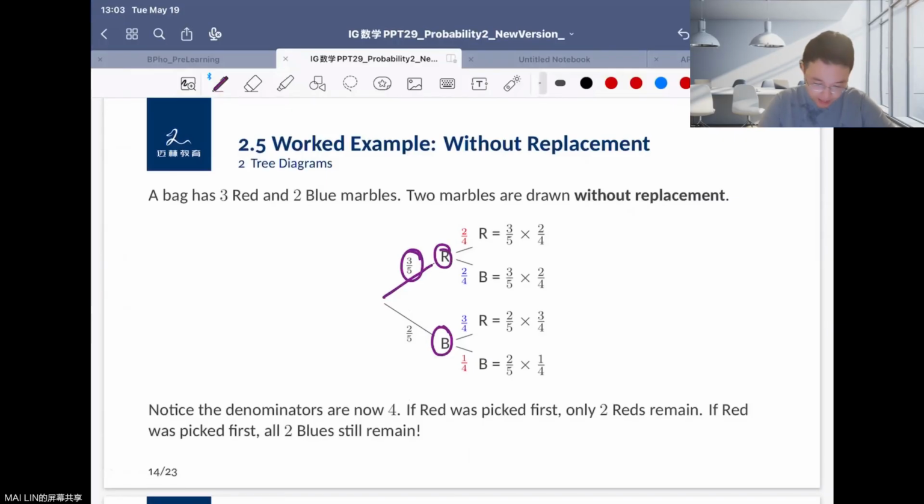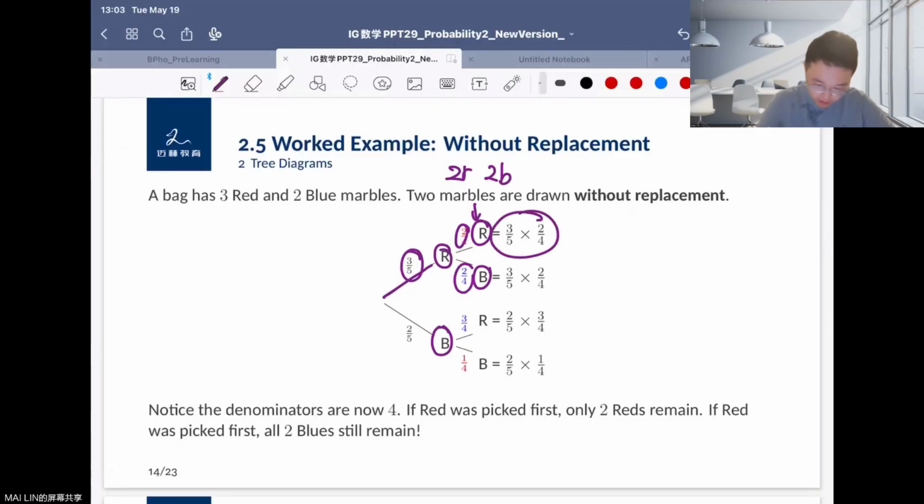Okay? And after you draw one red or one blue, we can say there are 4 marbles left, right? So for this situation, it is 2 red and 2 blue, right? So when you draw red, it's 2/4. When you draw blue, it's also 2/4, right? Using the number of the marbles over the total number of marbles, right?